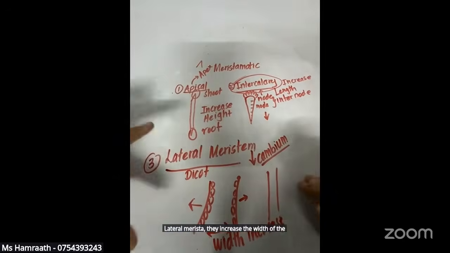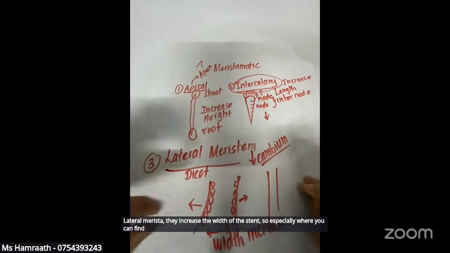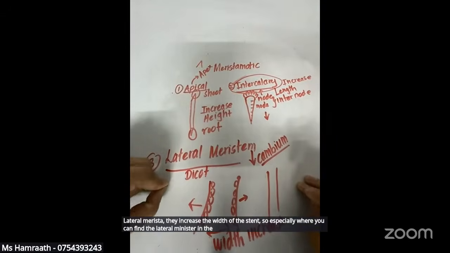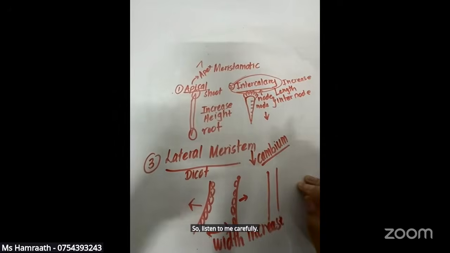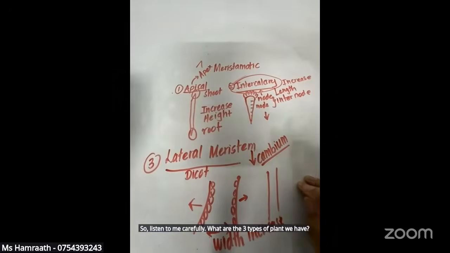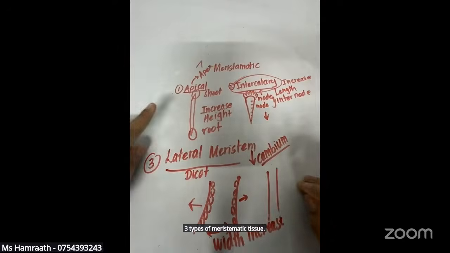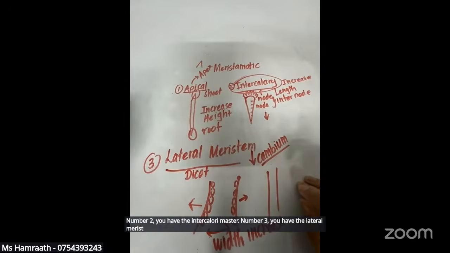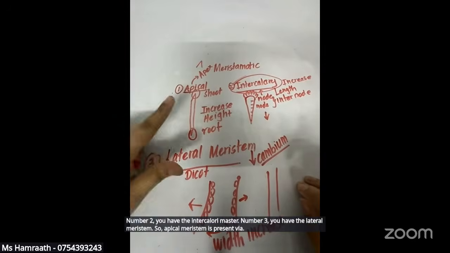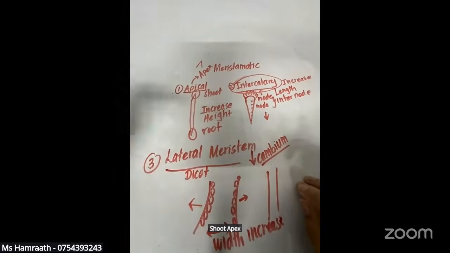So where can you find the lateral meristem? In the dicotyledonous plant. Listen to me carefully. What are the three types of meristematic tissue? Number one, apical meristem. Number two, intercalary meristem. Number three, lateral meristem. Apical meristem is present where? Shoot apex and root apex. What is their function? Increasing the height.